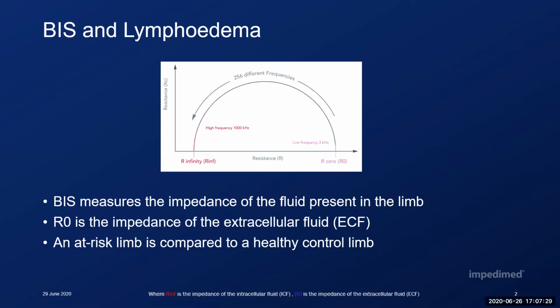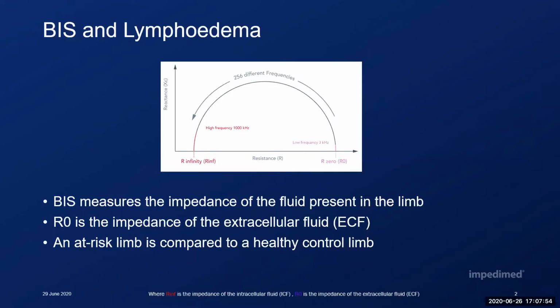The SOZO measures the impedance at 256 frequencies between 3 kHz and 1000 kHz, and the response for biological tissue is represented by what is known as a Cole plot shown here. At high frequencies on the left of the graph, the current can pass through the cell membrane and the impedance represents the total fluid present. The Cole plot is used to determine this impedance called R infinity.